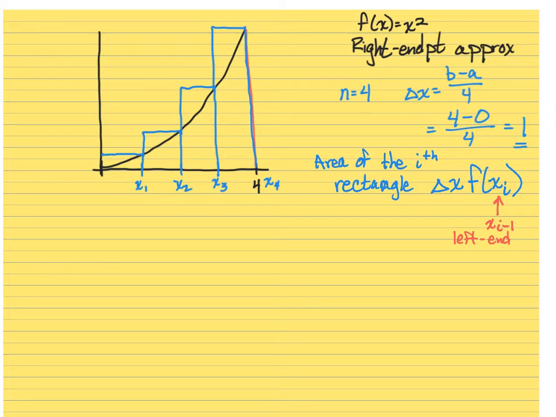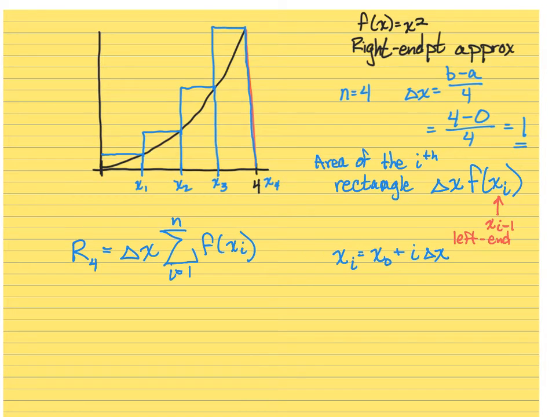Okay, but that's the area of the ith rectangle, and we want to do that for all 4 rectangles, and then we want to add those up. If you go back into our previous notes, you'll see that the area of the right endpoint approximation with n rectangles is equal to delta x times the sum from i equals 1 to n of f of x sub i, right? Now, let's just work out x sub i. Remember this: x sub i is equal to x sub 0, which is a, plus i times delta x.